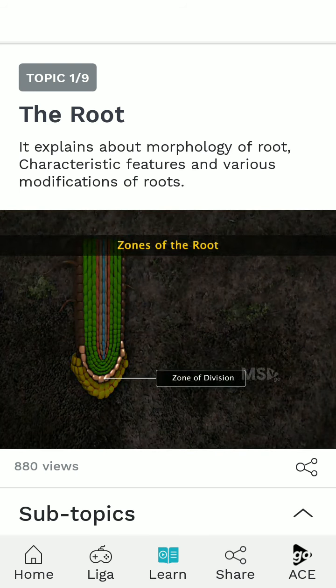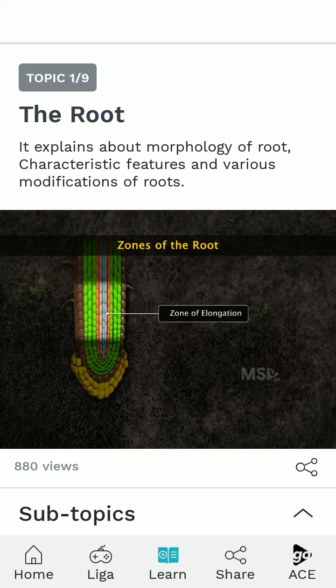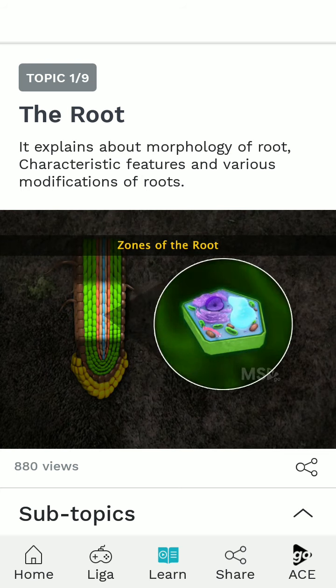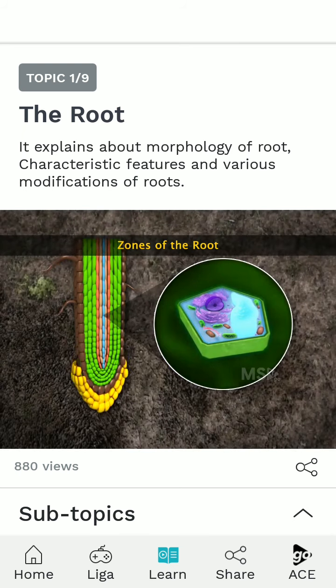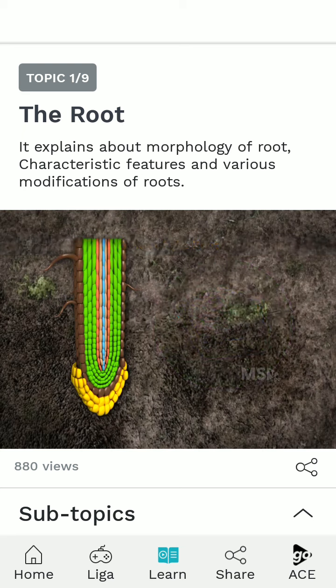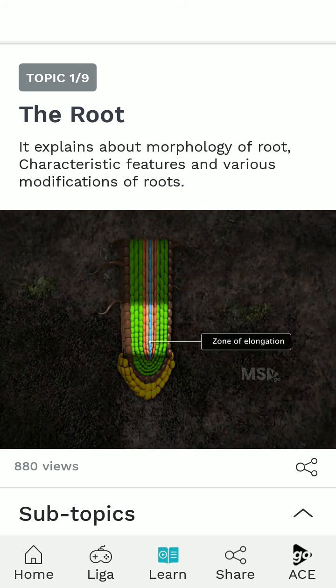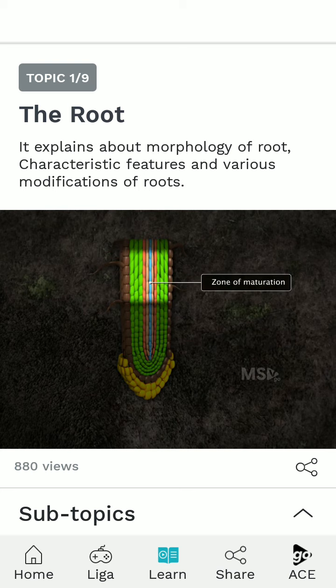Above the zone of division is located the zone of elongation. This zone consists of cells that take water into their central vacuoles and thus elongate to increase the length of the root. The elongation of cells in this zone is responsible for the penetration of the root tip further down into the soil. Above the zone of elongation is located the zone of maturation, characterized by the presence of root hair.